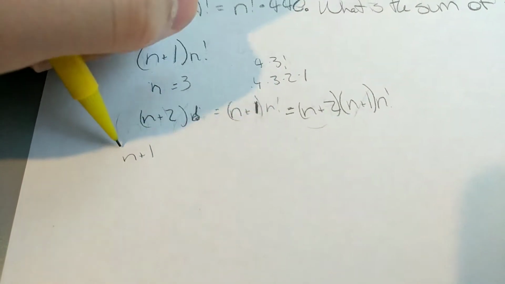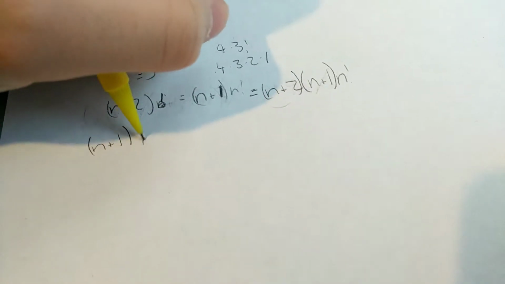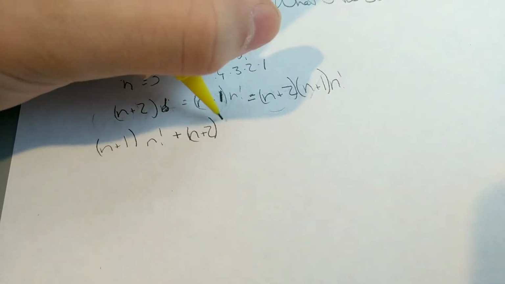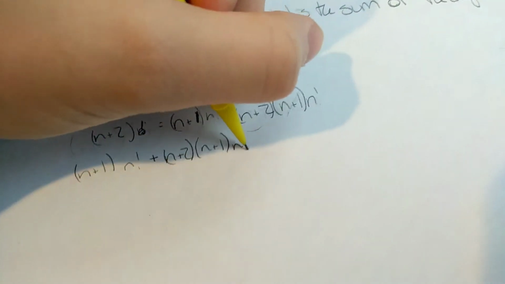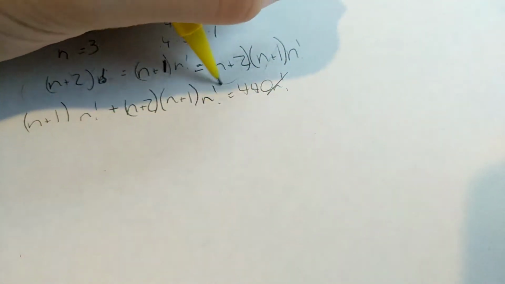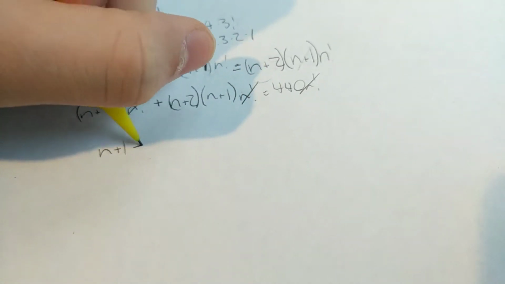(n+1) n! plus (n+2)(n+1) n! equals 440 n!. Now from here I could just divide by n factorial on both sides. I'm left with n+1 plus, and then these two.